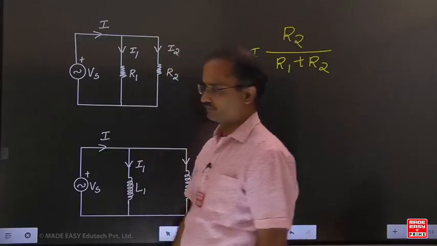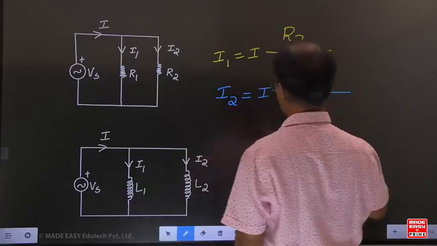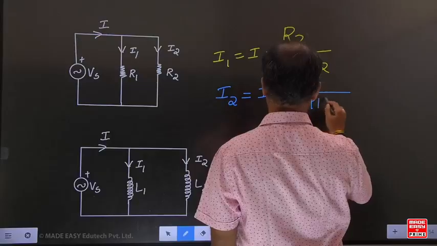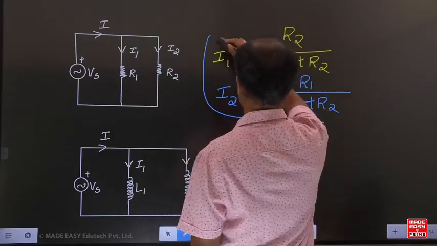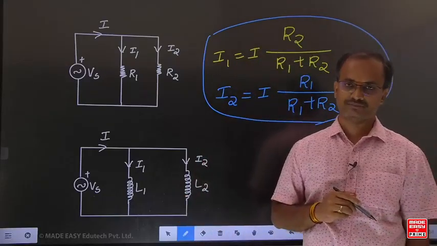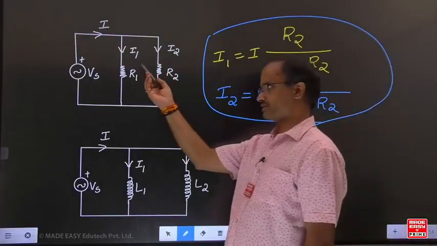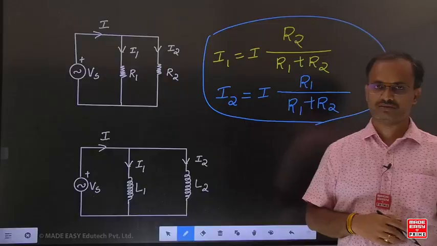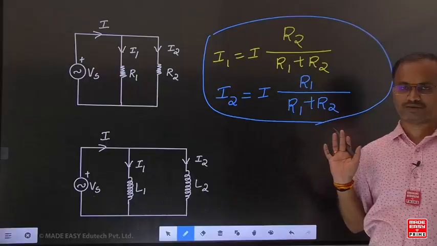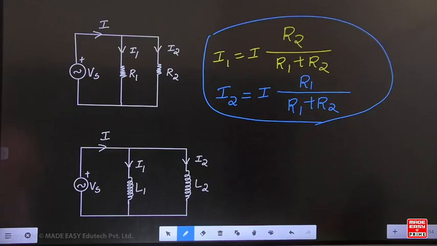Come to I2. I2 equals total current into, with the same procedure, the opposite resistor, which is R1, by total resistance R1 plus R2. Every time remember, the procedure you apply for resistors, the same logic you can apply for inductors and impedances. For inductors also the same logic: opposite inductance over total inductance.